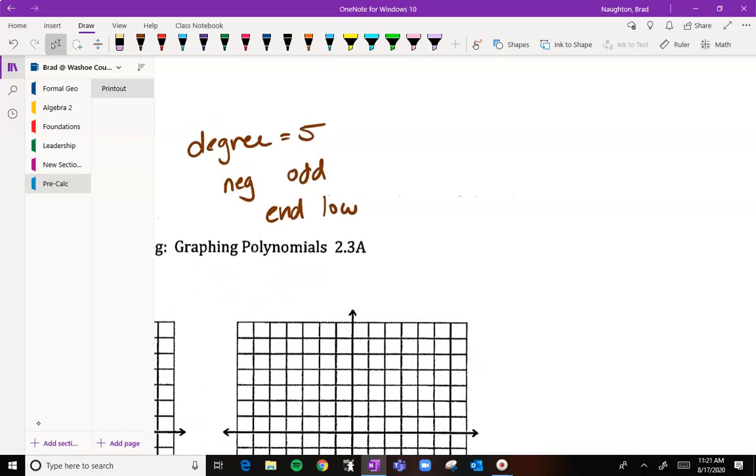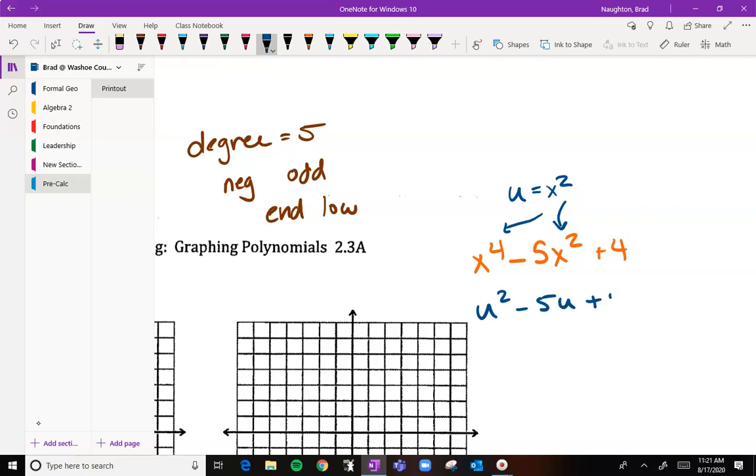So I had x to the fourth minus 5x squared plus 4. So let's use that U substitution. So U is equal to x squared. So again, that's to the fourth, so I have 2 of those. That's x squared, which is just a U, and then plus 4. Factor it because it's got 3 terms, 4, negative 5. So that's going to be a negative 4 and a negative 1. So we're going to go ahead and have U minus 4, U minus 1.